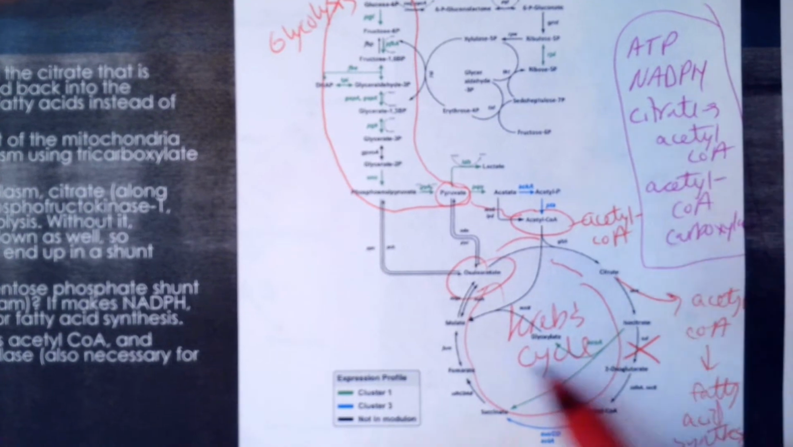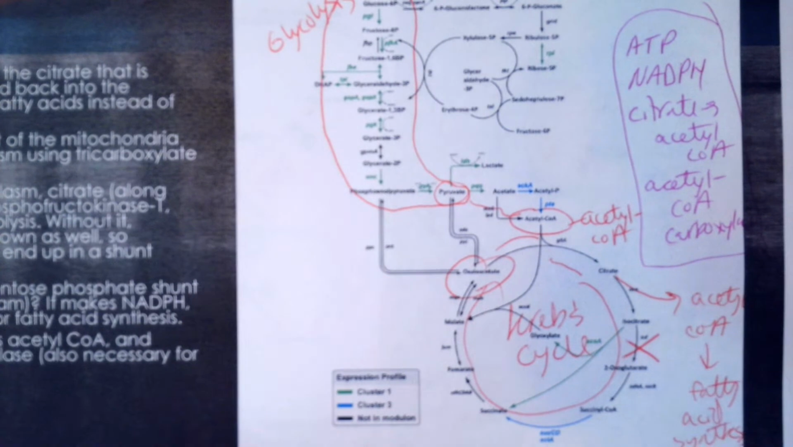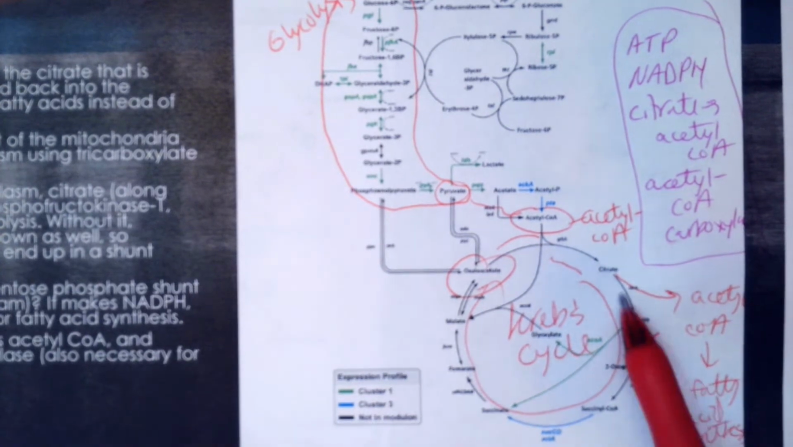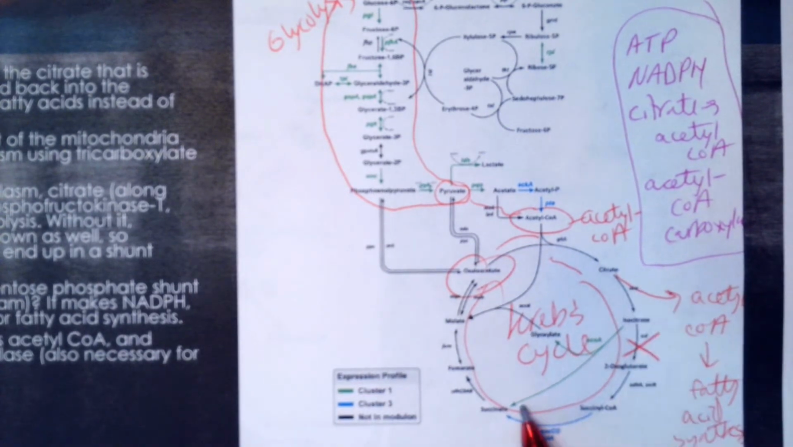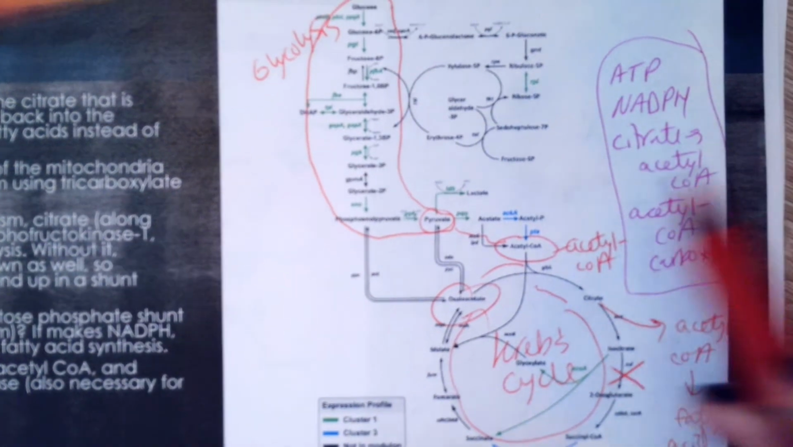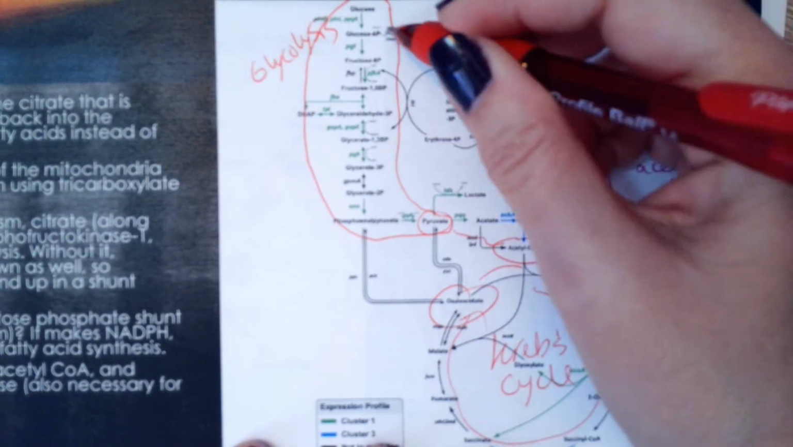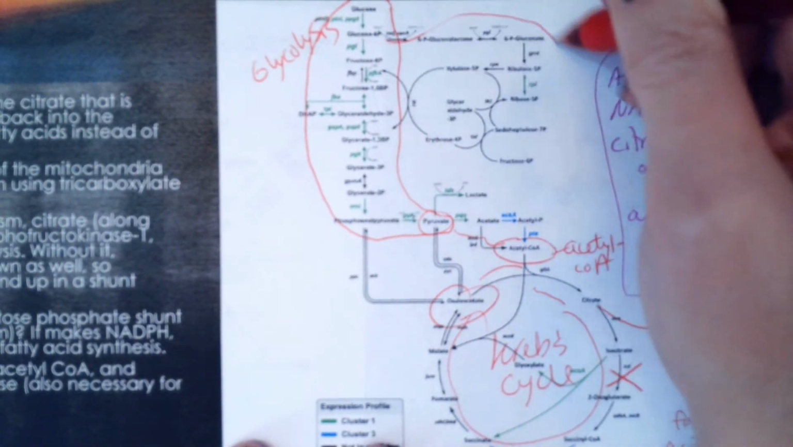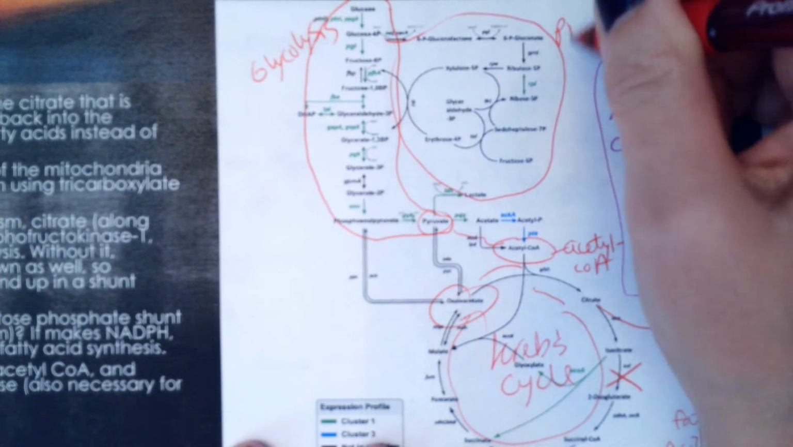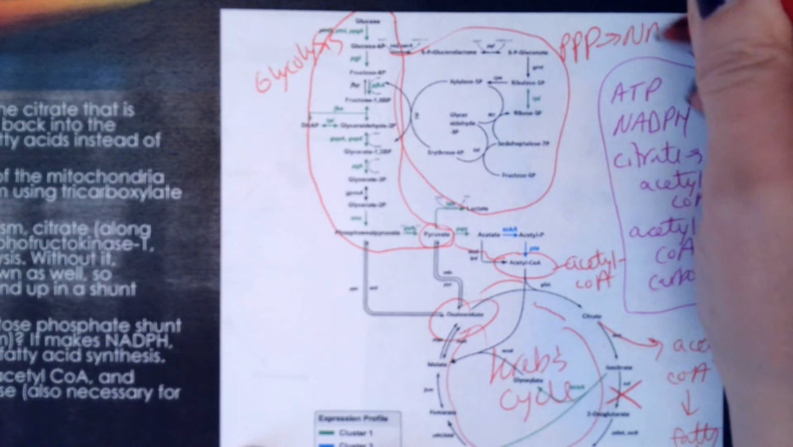And ATP, we're in the fed state. We have a lot of ATP ready, and that's part of what inhibited us from continuing on with the Krebs cycle in the first place. But we still need our NADPH, and that's where our pentose phosphate pathway comes in. A shunt off of glycolysis, we know this. So here is the pentose phosphate pathway that's going to give us NADPH.